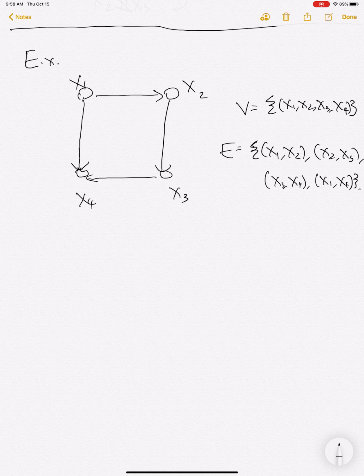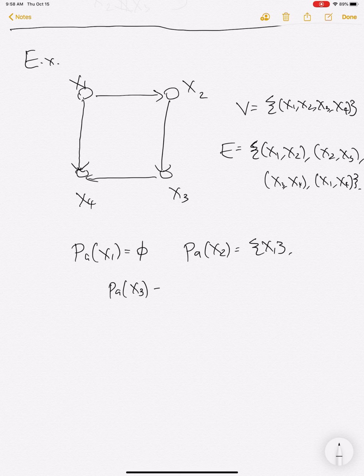So we also note that the parents of x1 here is equal to the empty set. The parents of x2 is equal to the set x1. The parents of x3 is equal to the set that is just x2. And x4 actually has 2 parents, which are x1 and x3.